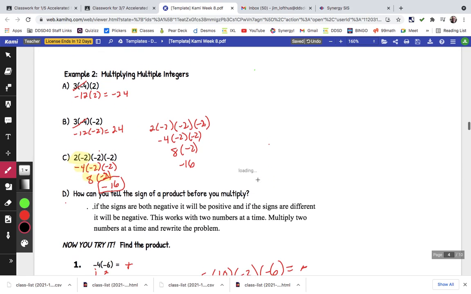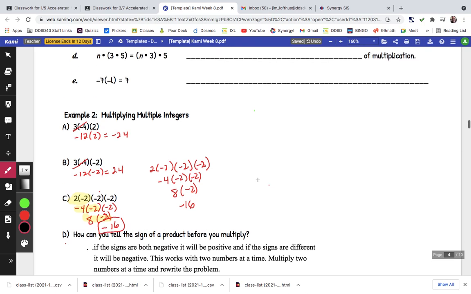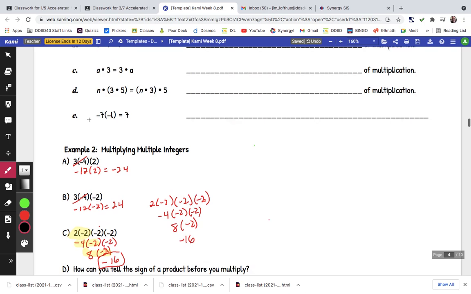And then we went down and we did 3 times negative 4 times 2. And I'm going to go like that. And that's negative 24. 3 times negative 4 times negative 2 is 24. Negative 2 times negative 2 times negative 2, that's negative, or actually, yeah, negative 16.